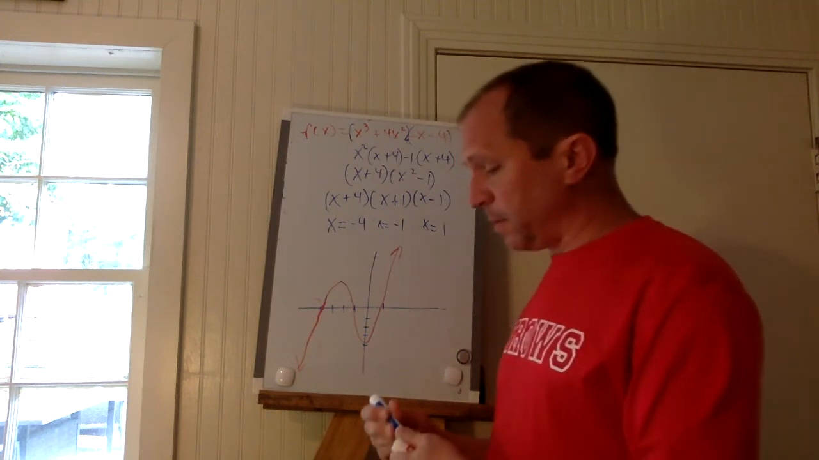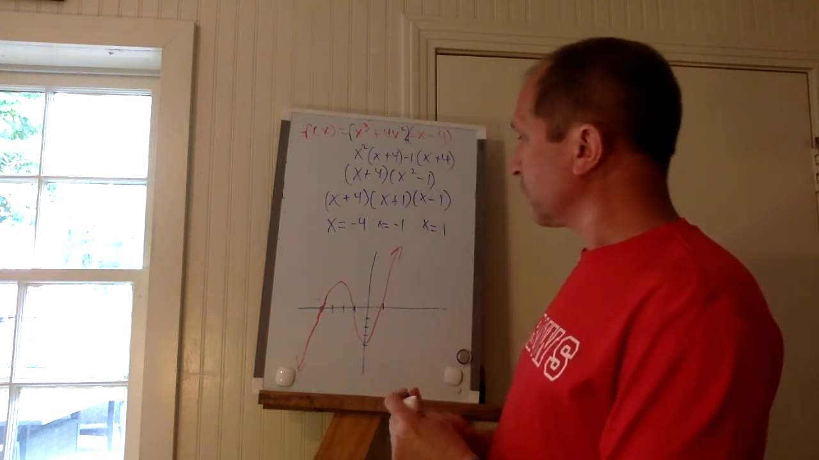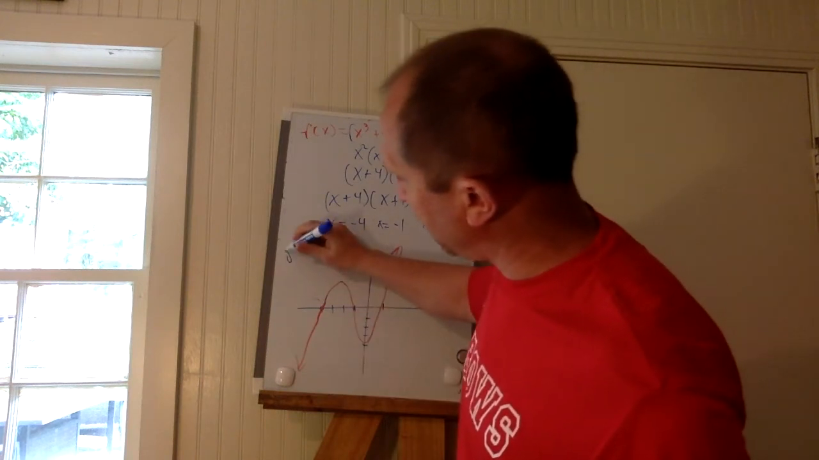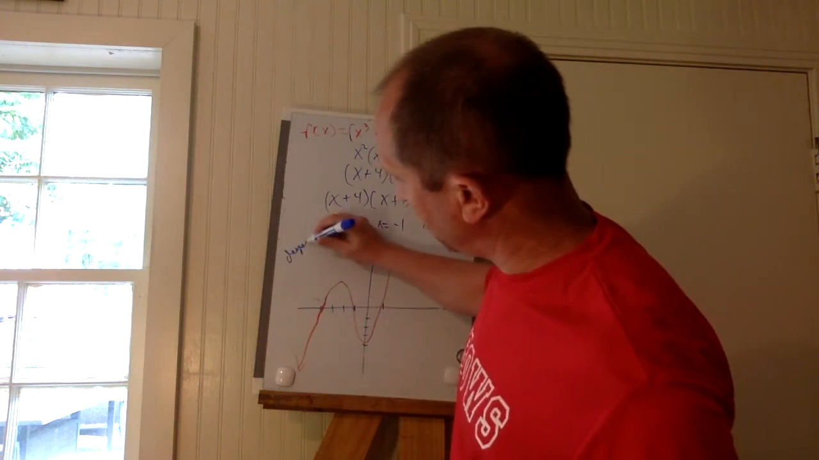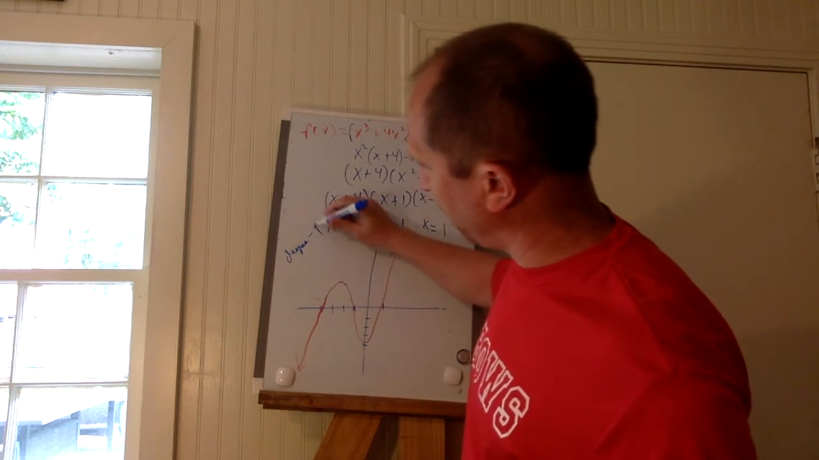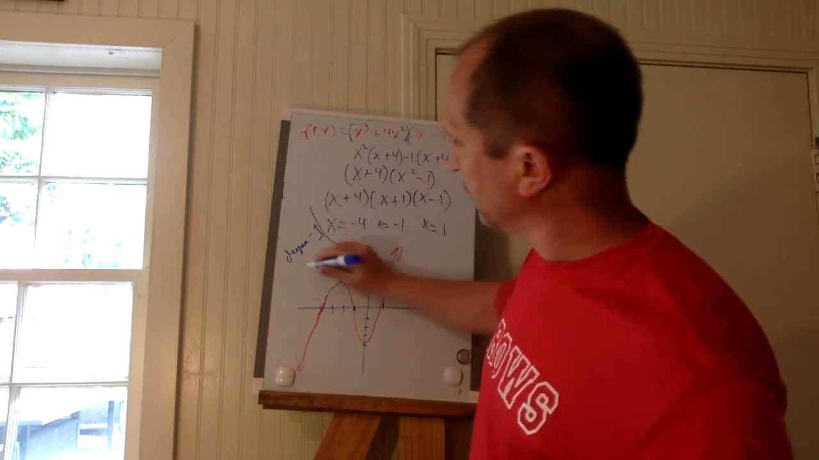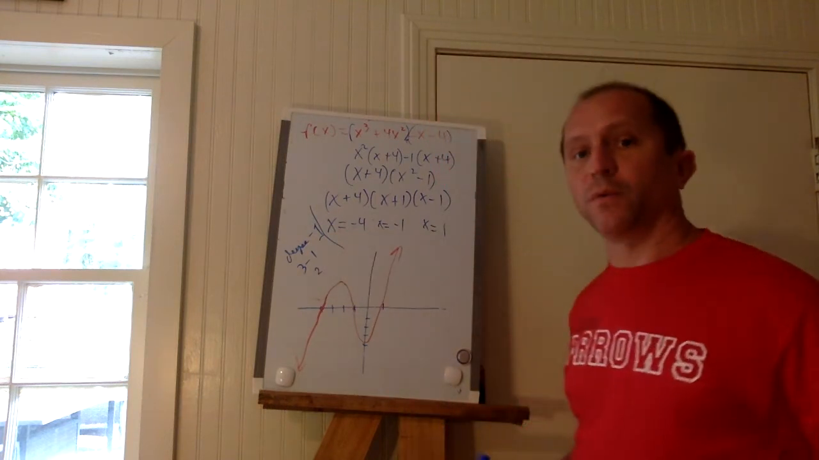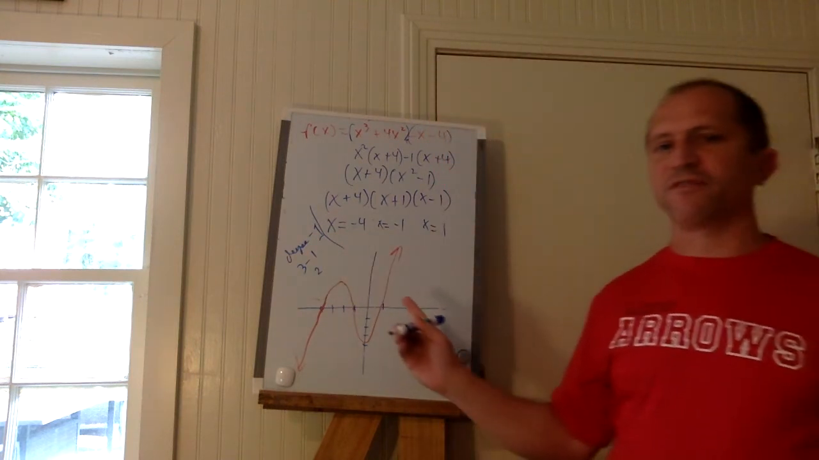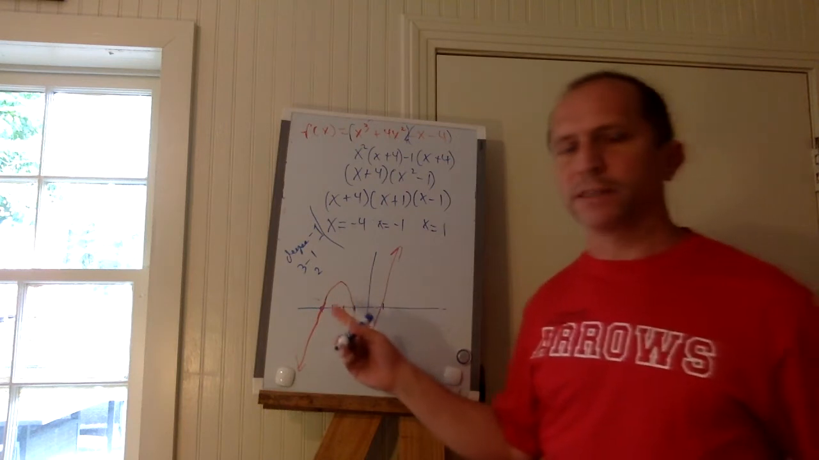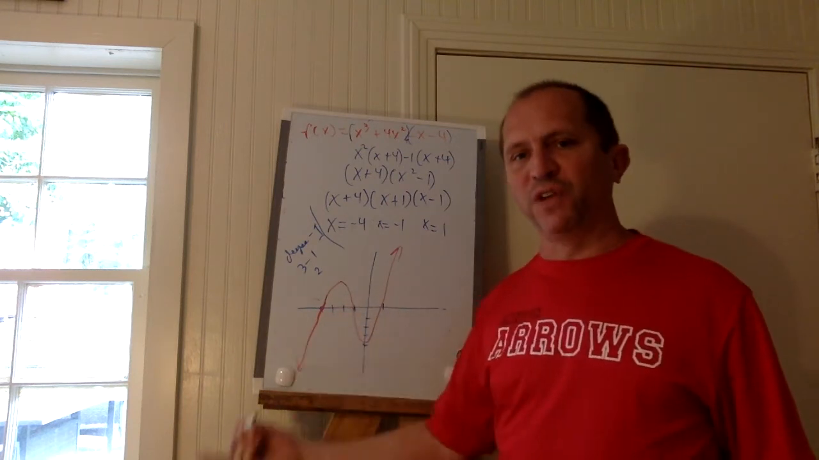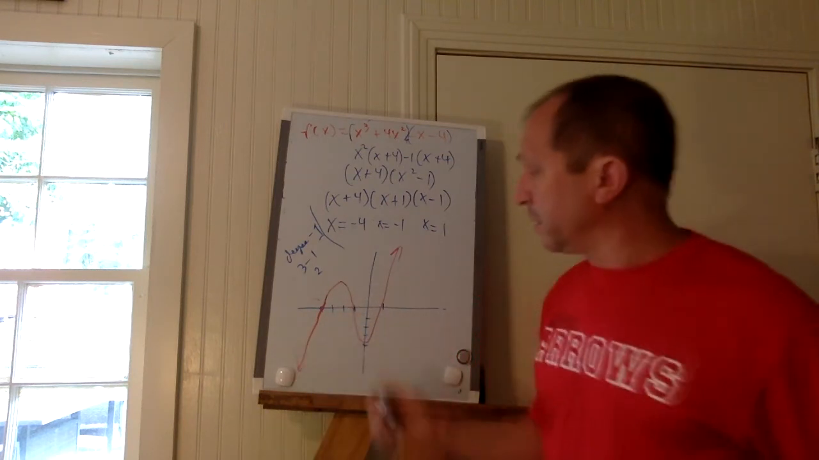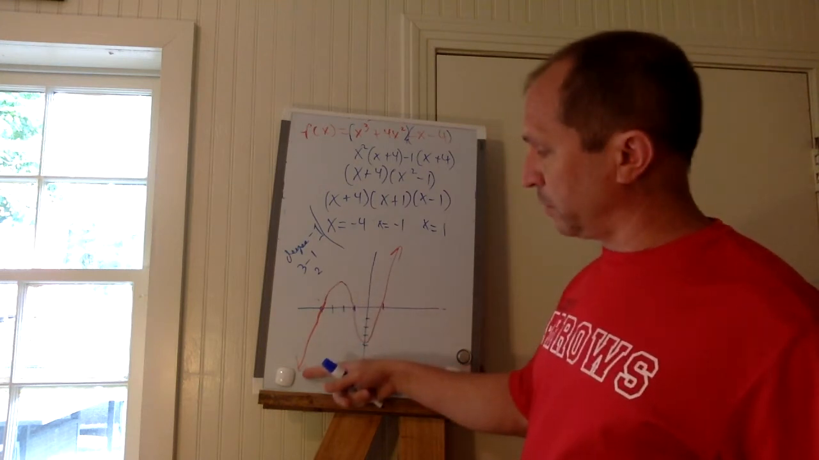So to find the turning points on the graph, we take the degree and subtract 1 from it. So we would have 3 minus 1, which is 2. So what this says is not necessarily that we have 2 turning points, but we will have 2 or fewer turning points. And in this case, we do have exactly 2 turning points.